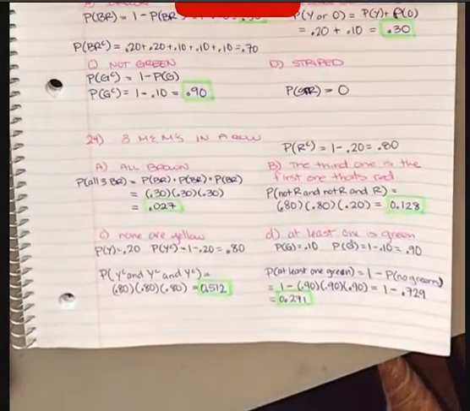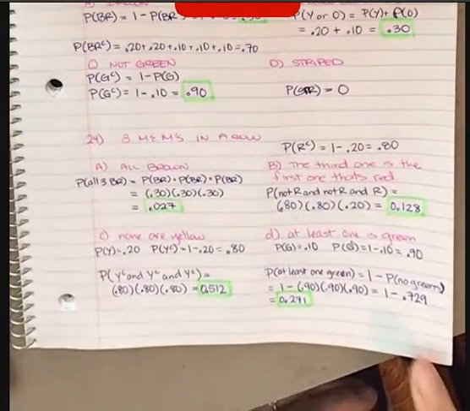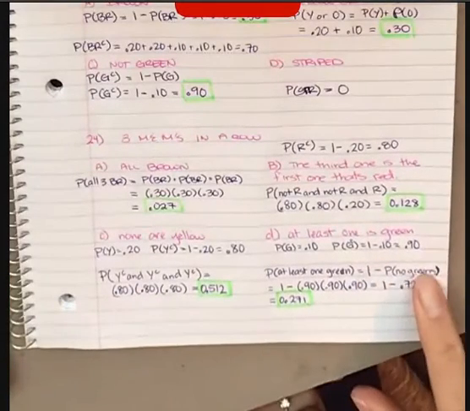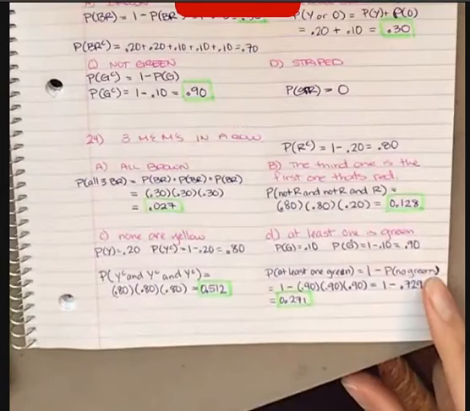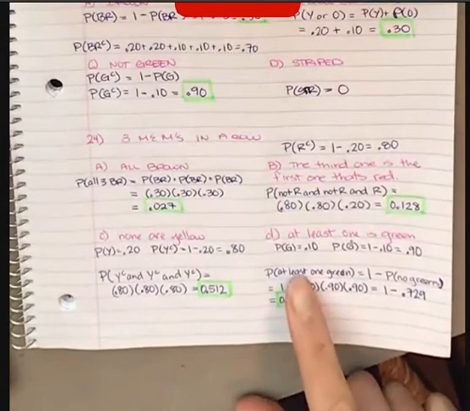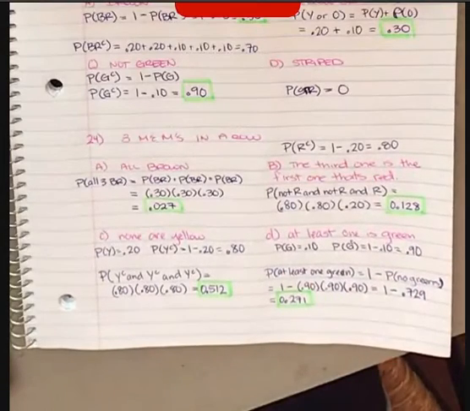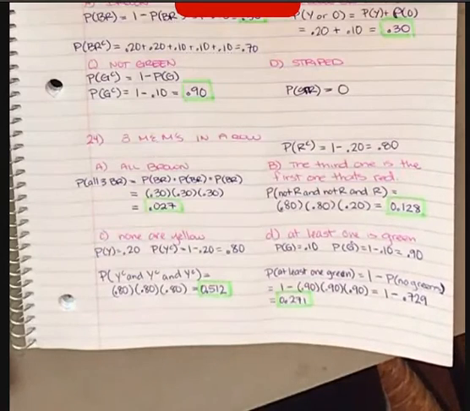Remember, to do that, I had to take 1 minus the probability of no greens at all, because this is like the opposite of this, right? That'll be it for today.